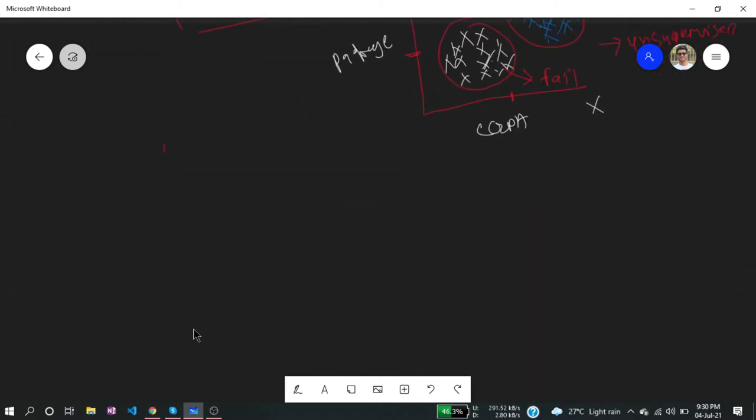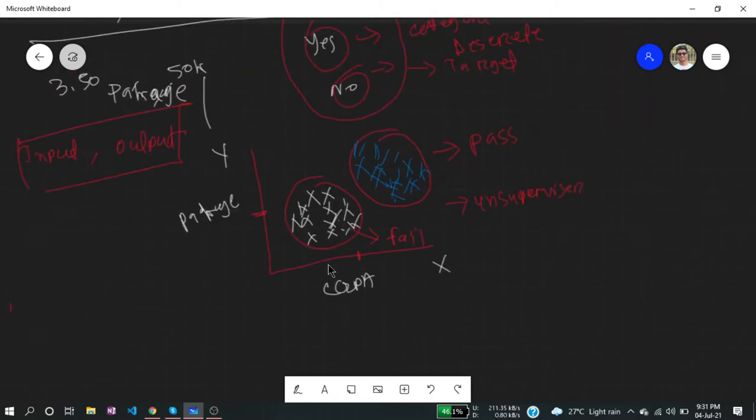So we have seen regression and classification. Now, I told you linear regression is a regression problem. You said there are three types, so one more is clustering. I showed you this is clustering.